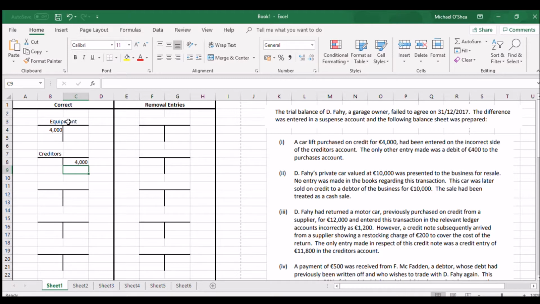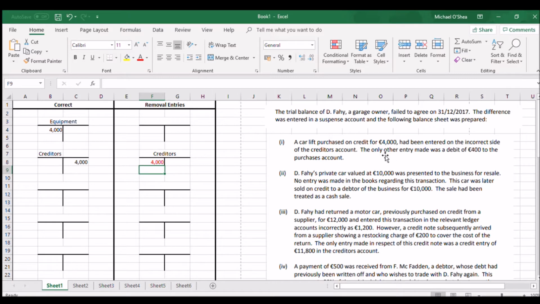What actually took place? Well, the car lift had been entered on the incorrect side of the creditor's account. Well, we know what the correct side of the creditor's account is, 4,000. So they had entered it on the incorrect side of the creditor's account. I'm going to show their entry in red. That's what they did. That's already been put through in the accounts, so we're not going to do anything with that figure. I'm just showing what they did.